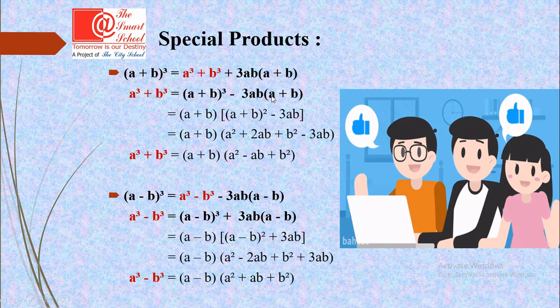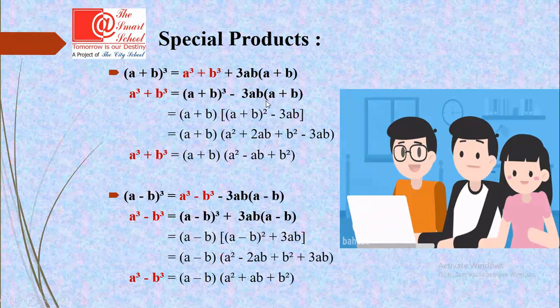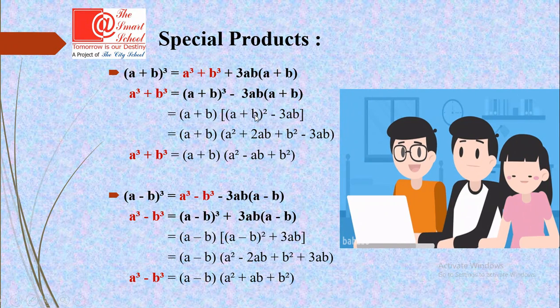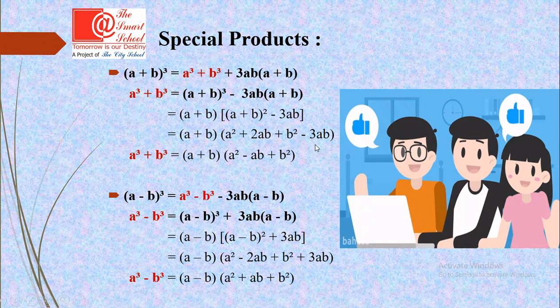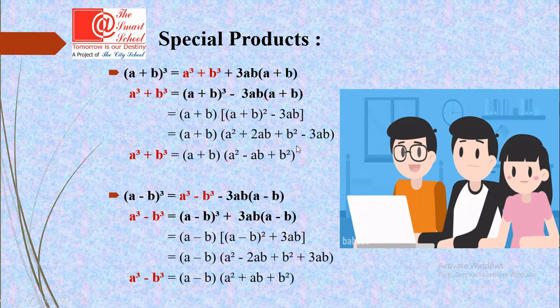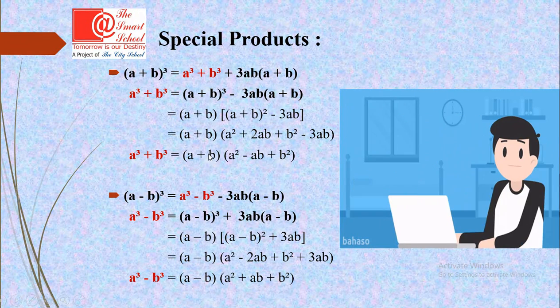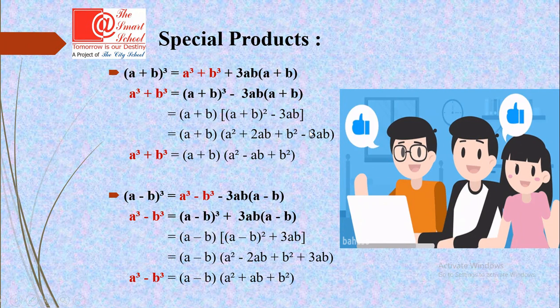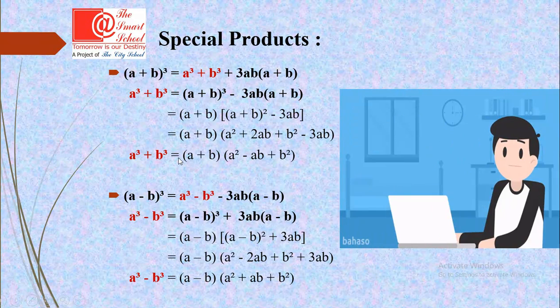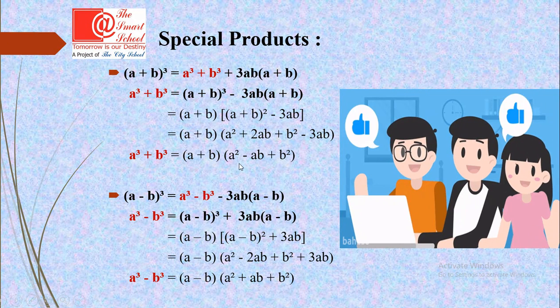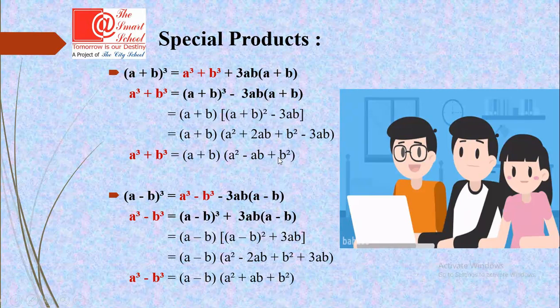What is common in this? A plus b is common in both the terms. So a plus b will come out, and what is left? A plus b whole square and minus 3ab. Now a plus b whole square is equal to a square plus 2ab plus b square and then minus 3ab over here. This a plus b will come as it is. Now when we add or subtract like terms, it will be a square minus ab plus b square. So it means a cube plus b cube is equal to a plus b in bracket, then again bracket open, a square minus ab plus b square.